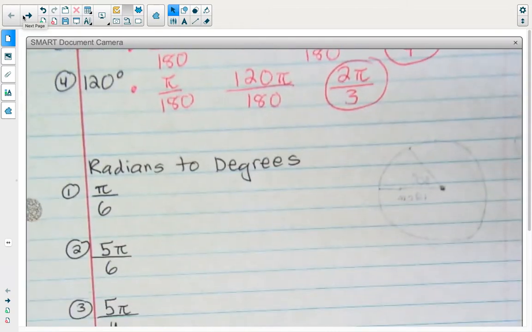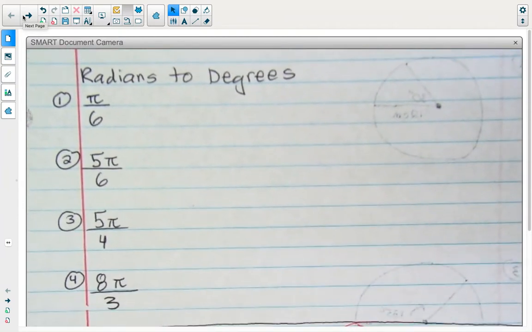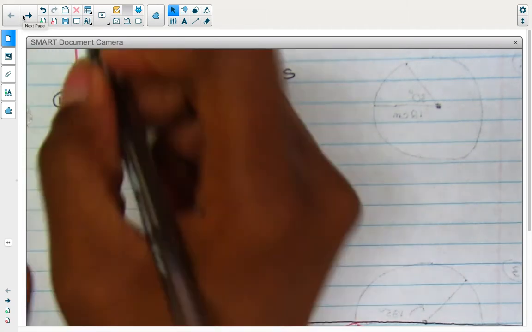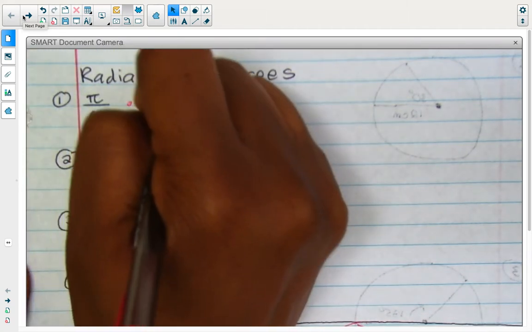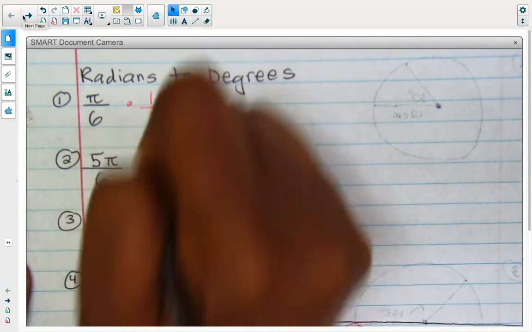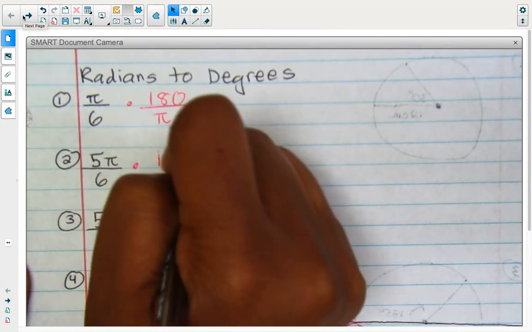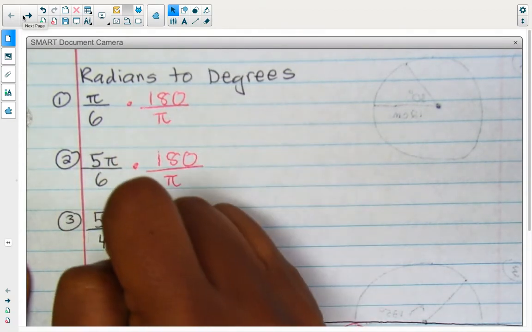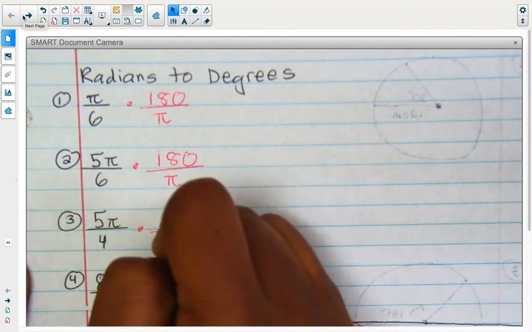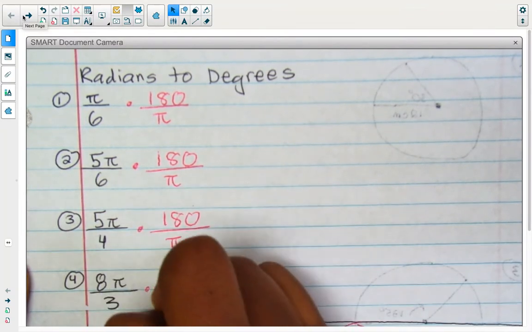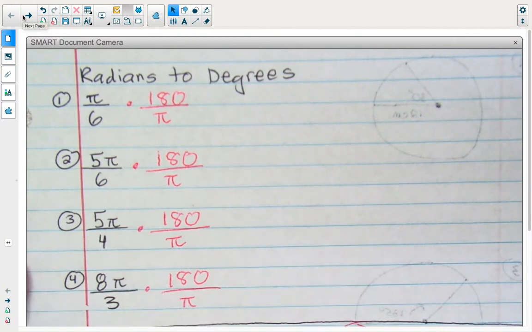Now I'm going to go through and do the opposite. So this time I'm going to go from radians to degrees. When you're converting from radians to degrees, you're going to multiply by 180 over pi. So it's the opposite conversion factor. I'm going to go ahead and write out all my 180 over pi's. So I went ahead and just put our conversion factor.